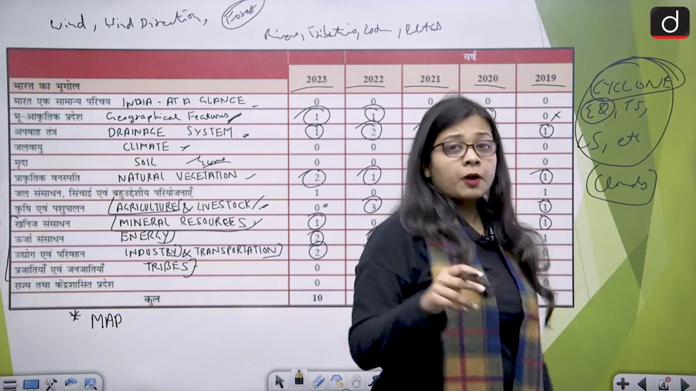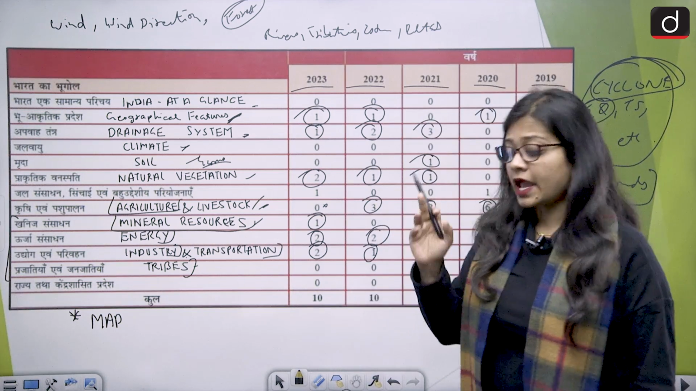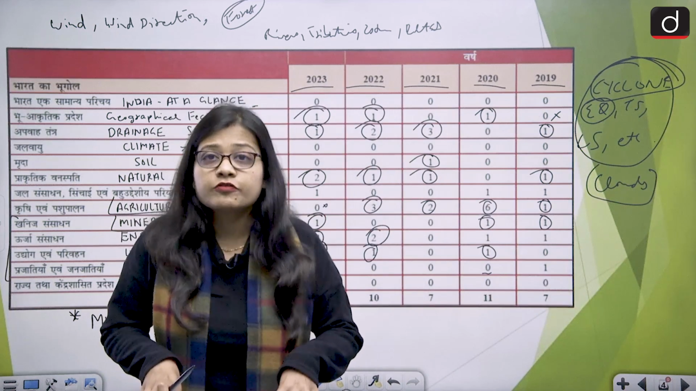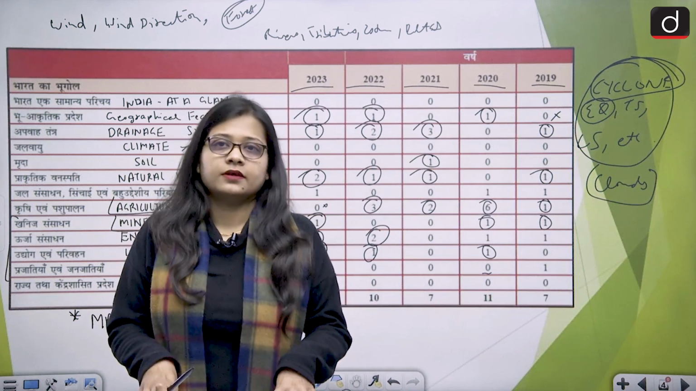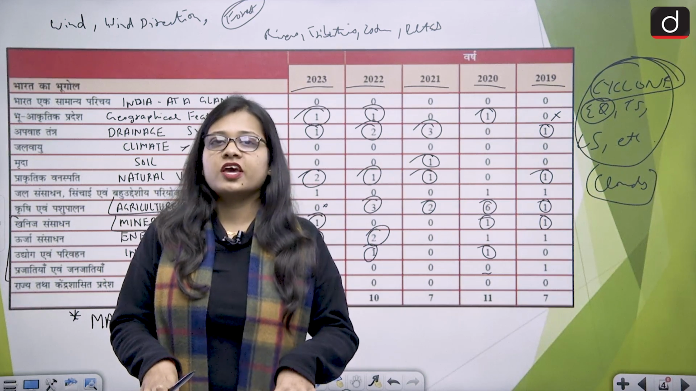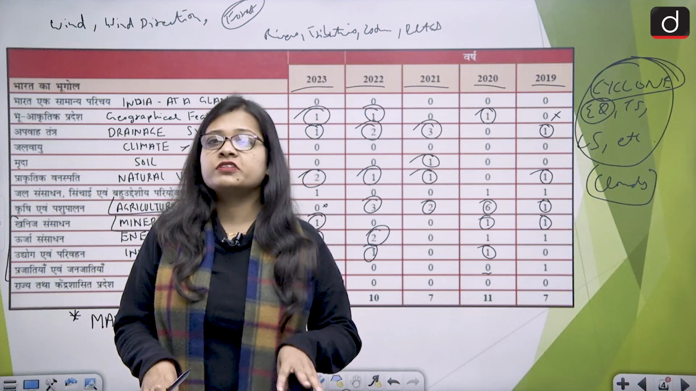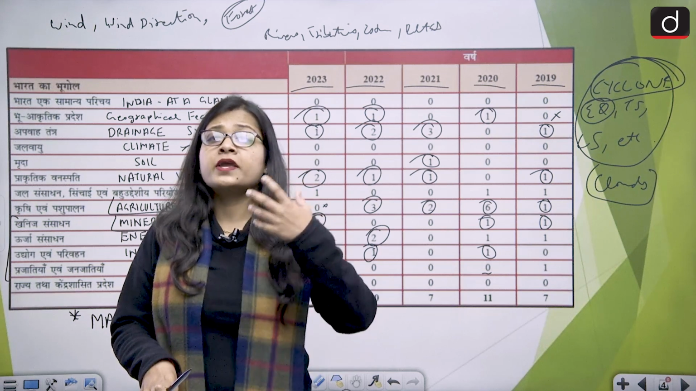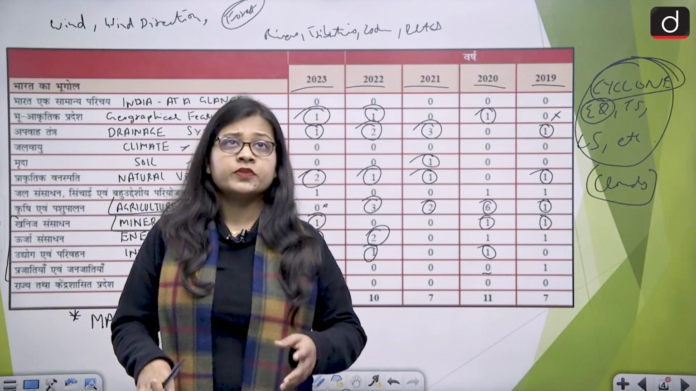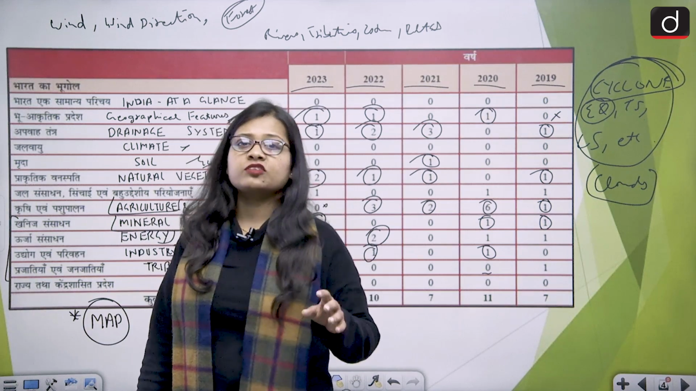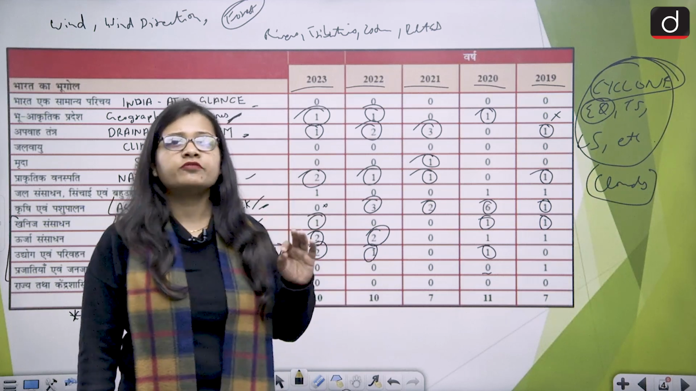Then apart from this, what becomes important, and in the last 3 to 4 years we have seen, is that the relevance of mapping in the geography section has reached the next level. Around every year you will see 3 to 4, or it may go up to 5 questions also. So mapping becomes very important. Every year expect around 3 to 4 map questions on average.